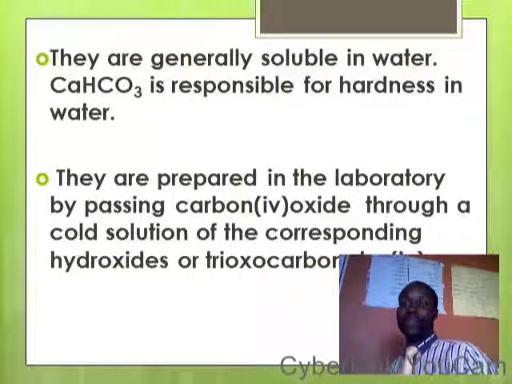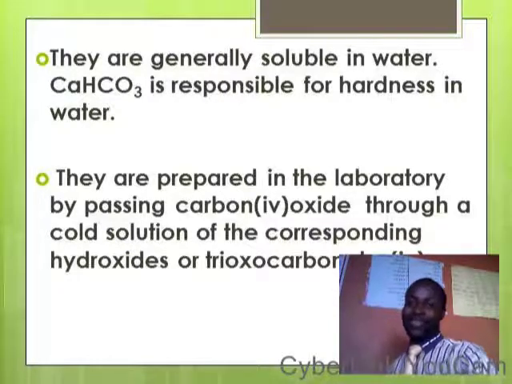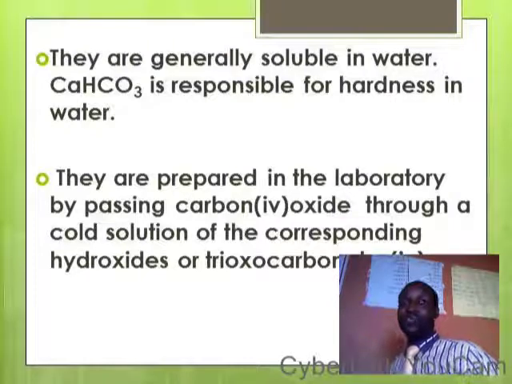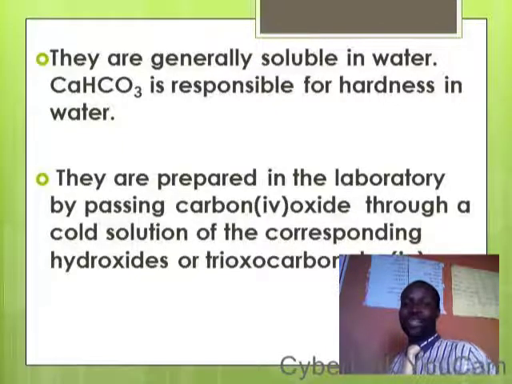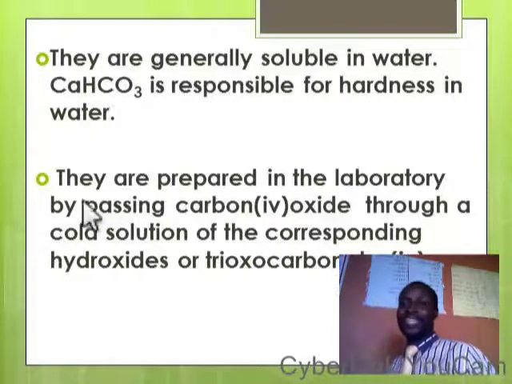Calcium hydrogen trioxocarbonate(IV) is responsible for hardness of water. Calcium hydrogen trioxocarbonate(IV) is what makes water hard. How do you know water is hard? When it is wasting your soap. You use a 100 naira bar soap to wash a hanky and it's not yet foaming, just as if you poured kerosene there. It will not foam. That is how you know water is hard.